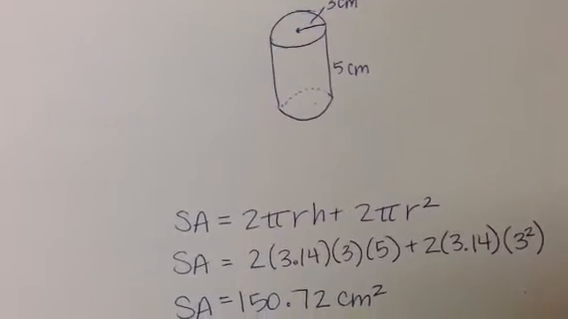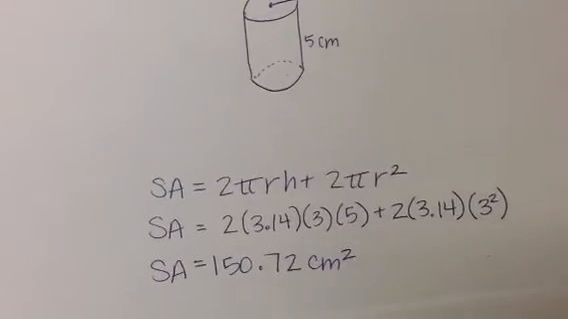So that is the basics of how to find the surface area of a cylinder. Good luck.